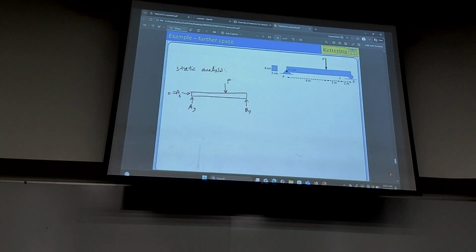Sum of forces in Y does not work because both are unknown. So you take moment about B. You're not interested in BY, so take moment about the line of action of BY. It could be B or anywhere along BY. So let's go for B.